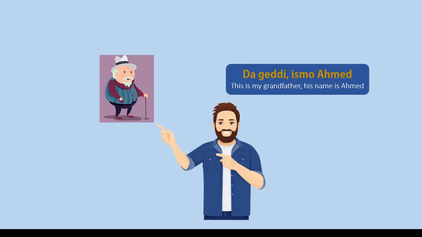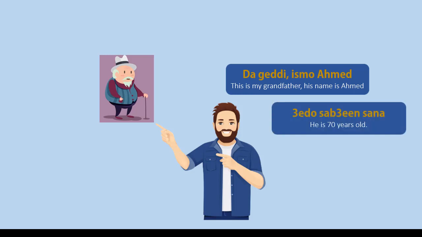So I'm telling you that you will learn in this lesson, da is for masculine and di is for feminine. Da for masculine, di for feminine. Keep in your mind these two words, da and di. So let me say this phrase very fast. Da giddi ismu Ahmad.